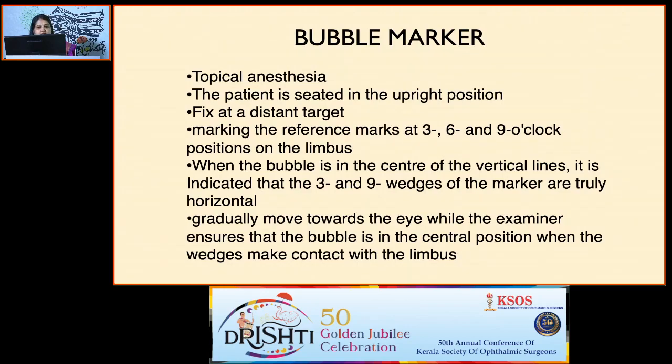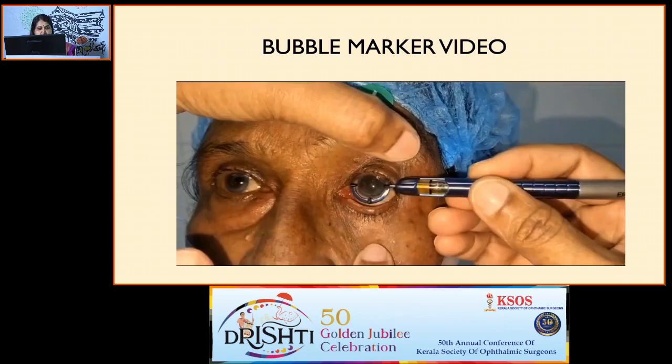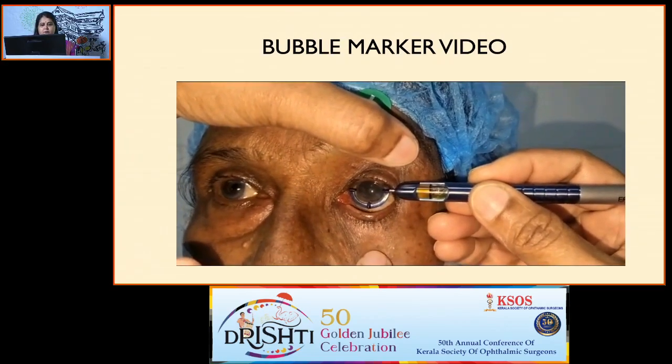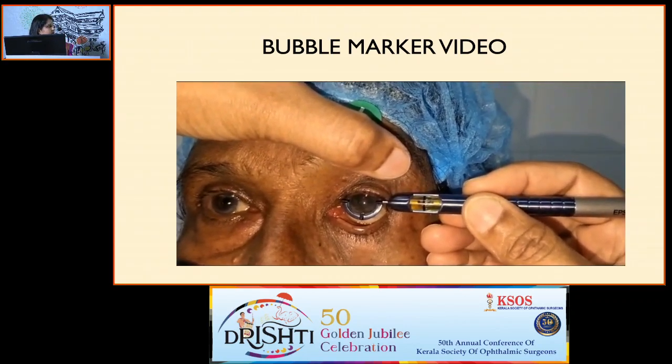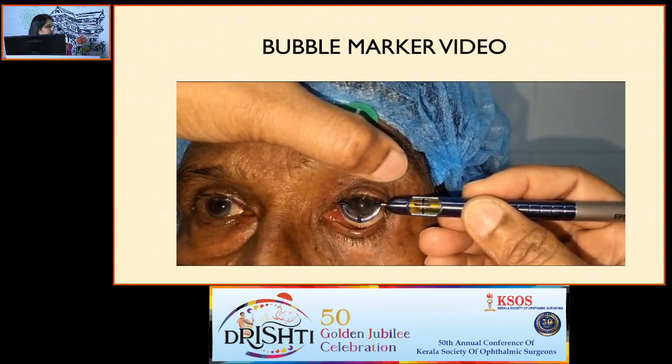Gradually move towards the eye while the examiner ensures that the bubble is in the central position when the wedges make contact with the limbus. So this is a video showing the bubble marking. So you can see the air bubble is in the center of the vertical line.